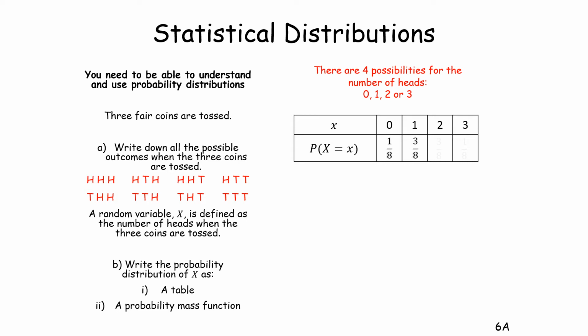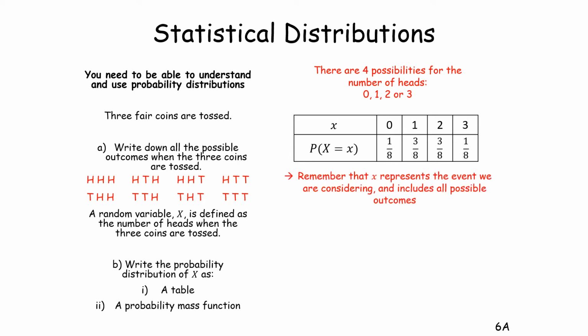This one will be 3 over 8, because there are 3 possible ways of getting only one head. For example, you could get head, tail, tail, or tail, head, tail, or tail, tail, head. So there are 3 ways. So it's 3 out of 8. Same for getting it twice, 3 out of 8. And getting head all 3 times, there's only 1. So it's 1 out of 8. And what you need to remember here is that X represents the event we are considering and includes all possible outcomes.